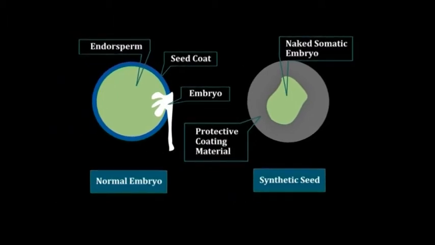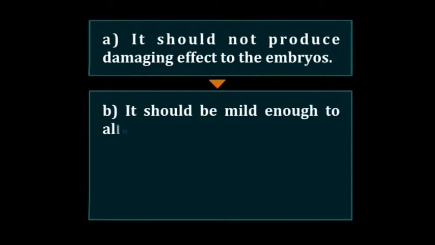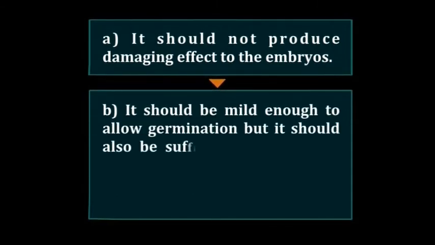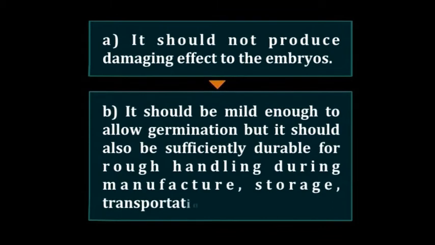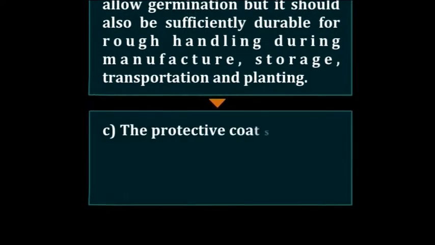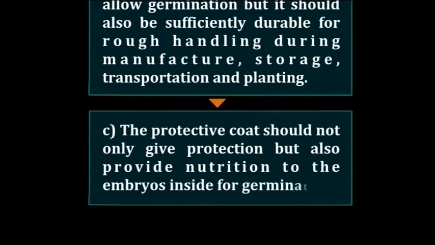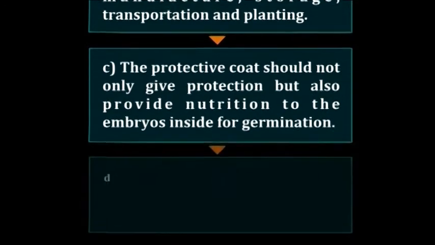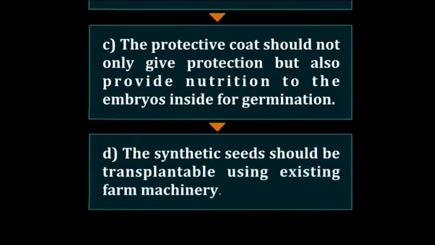The coating materials, however, should possess the following characters. It should not produce damaging effects to the embryos. It should be mild enough to allow germination, but it should also be sufficiently durable for rough handling during manufacture, storage, transportation, and planting. The protective coat should not only give protection but also provide nutrition to the embryos inside for germination, and the synthetic seeds should be transplantable using existing farm machineries.